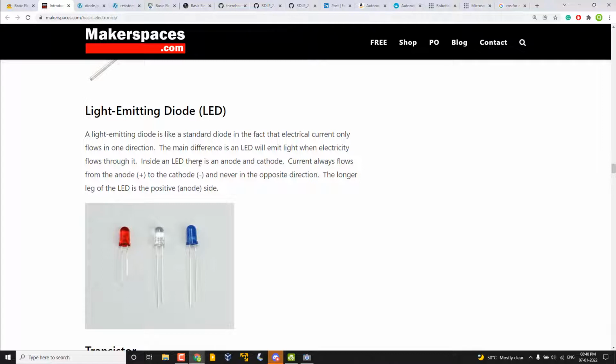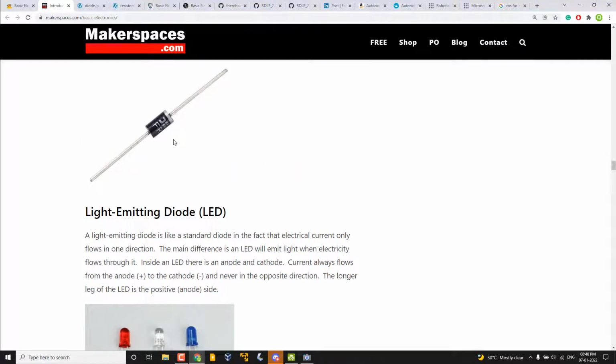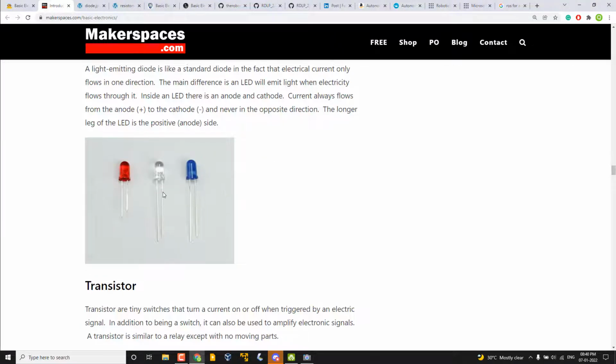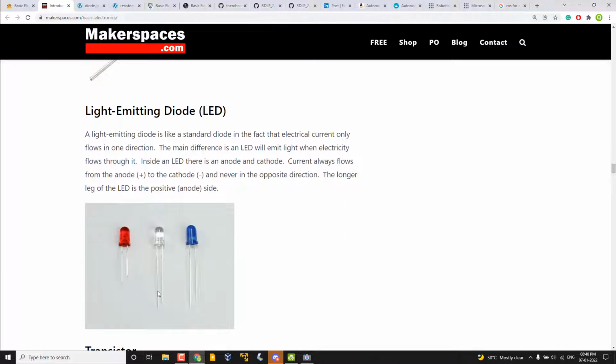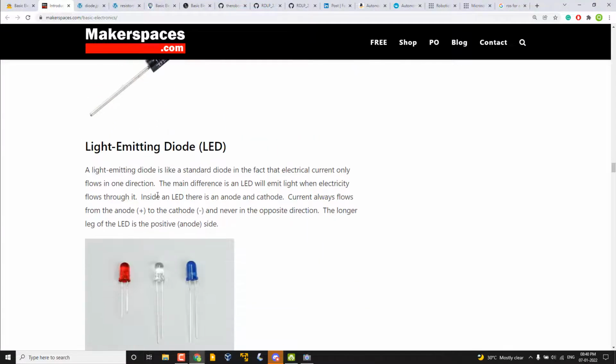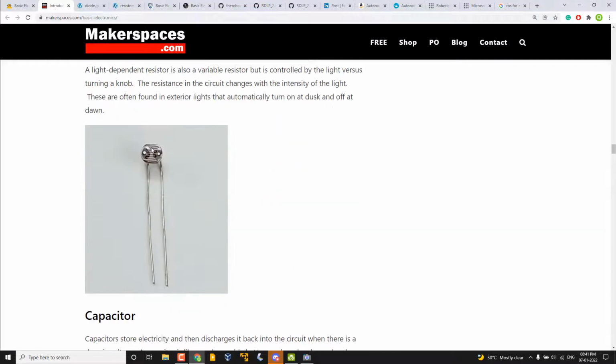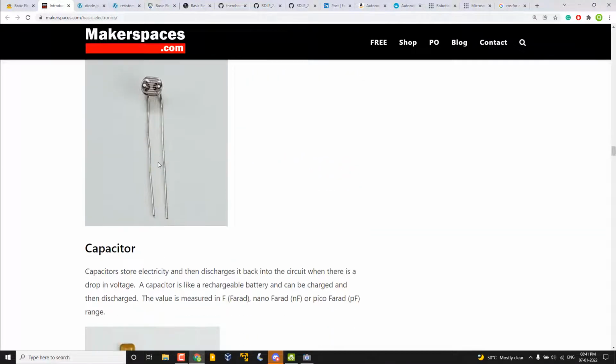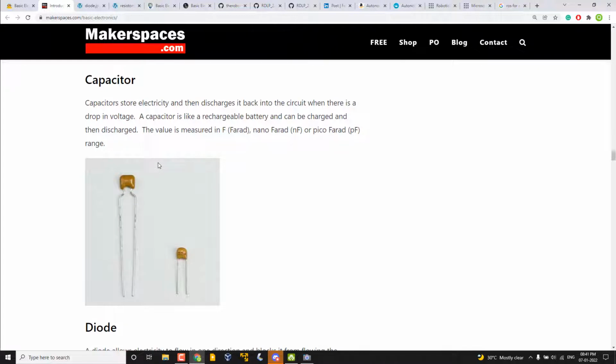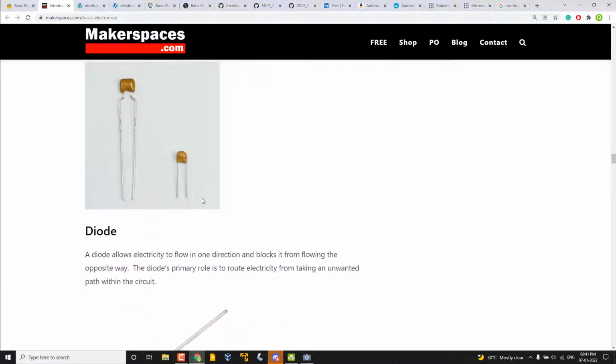So there is a positive and negative terminal like a diode. In a diode the negative terminal is this, positive is this, like that. For an LED, the longest terminal is the positive and the shorter is negative. For a resistor there is no positive and negative, because it simply resists, right? For capacitors, some capacitors have positive and negative, like electrolytic capacitors, but this is a ceramic capacitor. It doesn't have a positive and negative terminal.